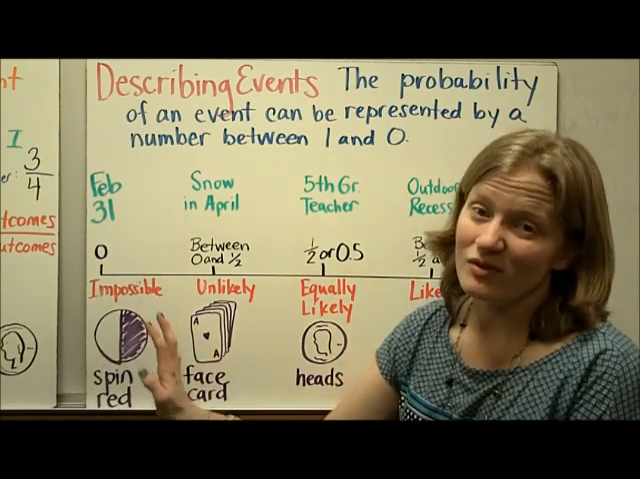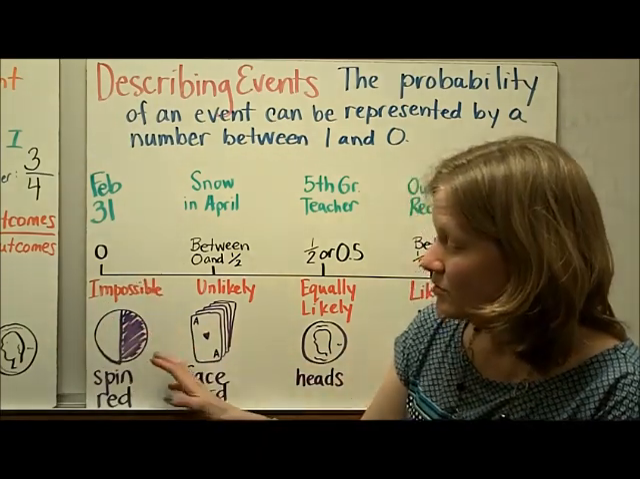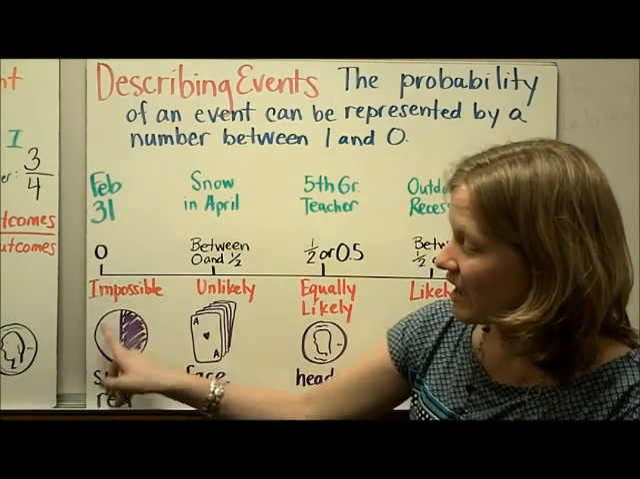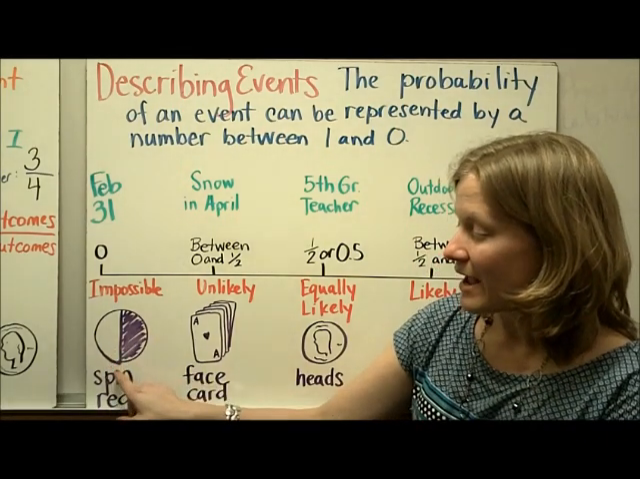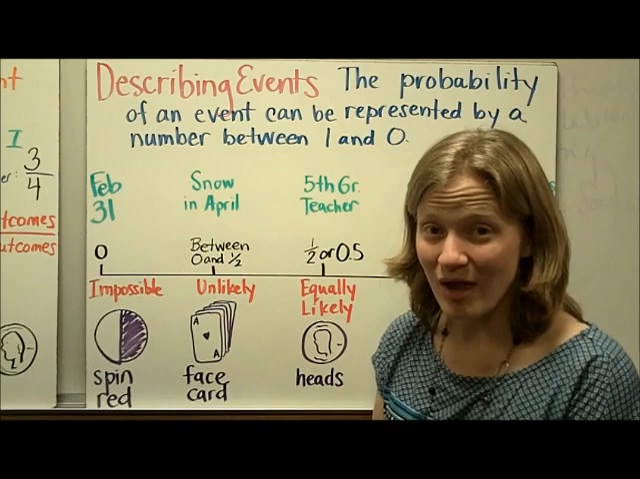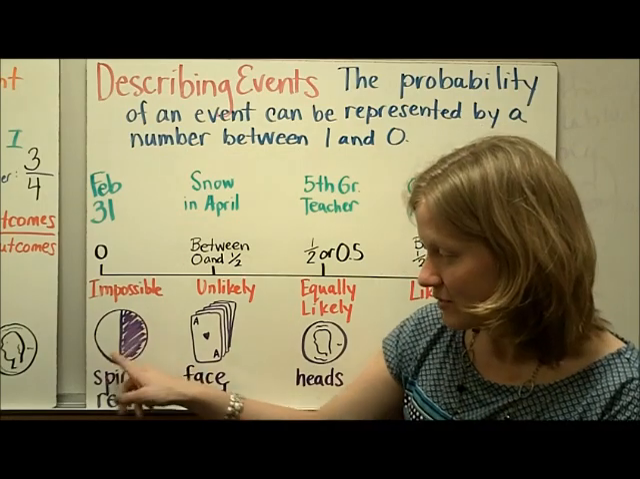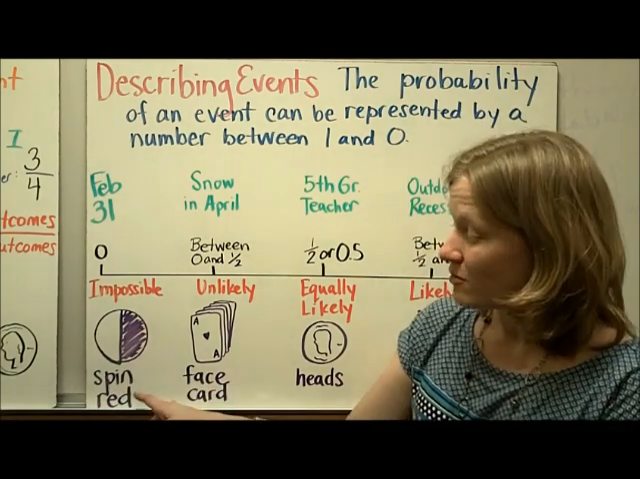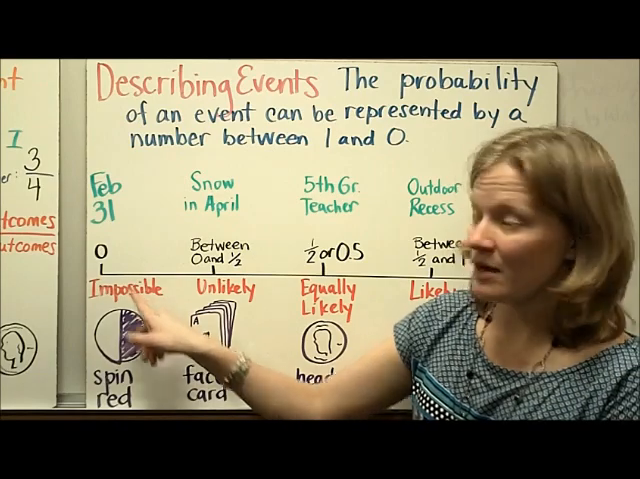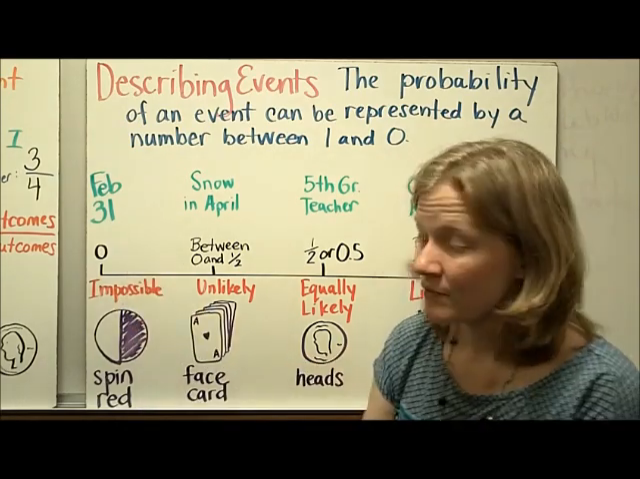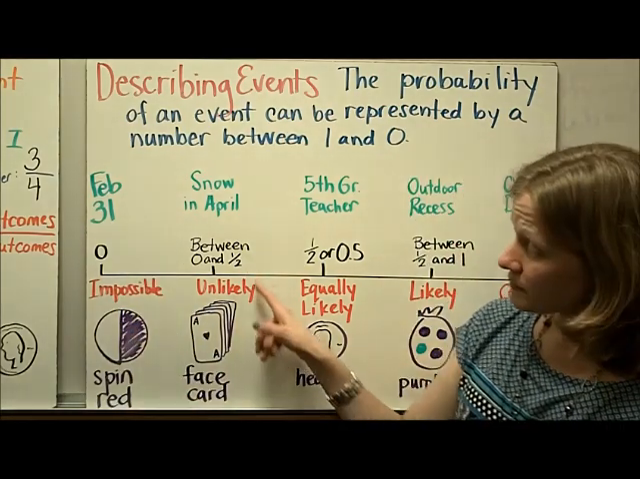Let's look at an impossible event in probability using probability manipulatives. If we had this spinner and I asked, what's the probability that you're going to spin red? Well, there's no chance you're going to spin red because there's no red on this spinner. So we would call this an impossible event with a probability of 0. Let's work our way down the number line.